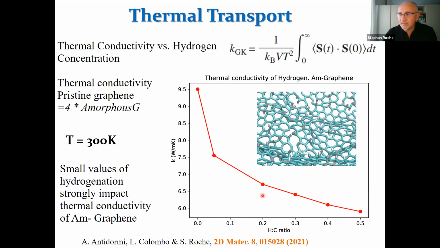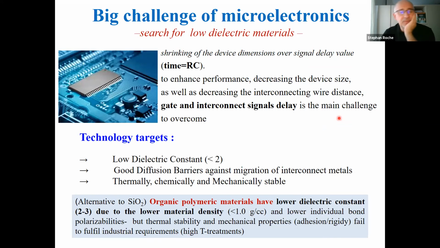So this is, for instance, the thermal conductivity as a function of the ratio of hydrogenation in a system which is completely amorphous. But to finish with, I want to spend a couple of minutes on this more recent result.